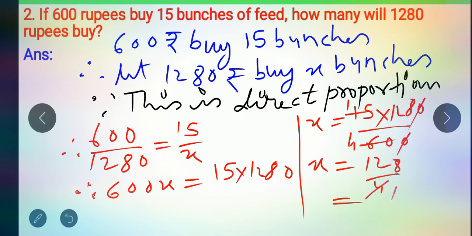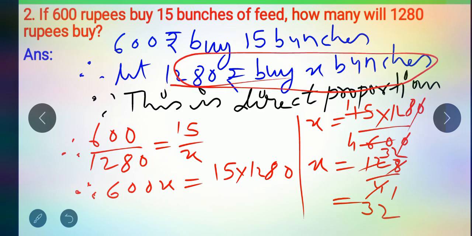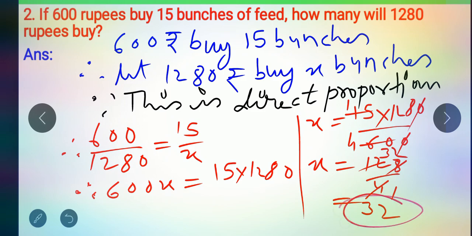4 ones are 4, 4 threes are 12, 4 twos are 8. We'll get 32. So the number of bunches is 32. Therefore 1280 rupees can buy 32 bunches. We got the answer, students. You will write the statement, here I am not writing. You will write it: the answer is that 1280 rupees buys 32 bunches. So our answer is 32, students. In the same way, you can solve the other sums.